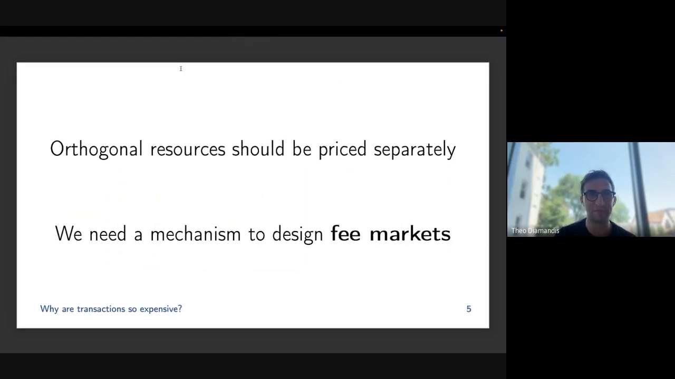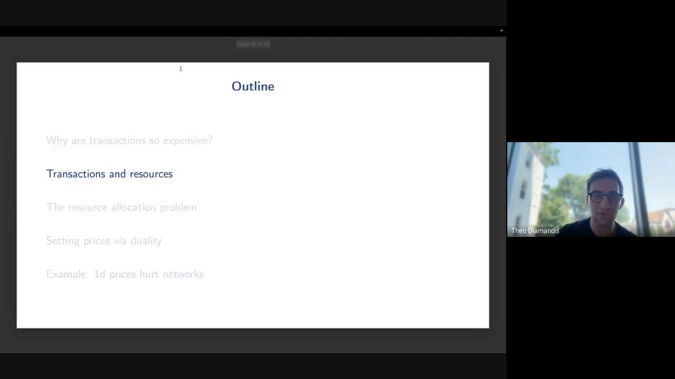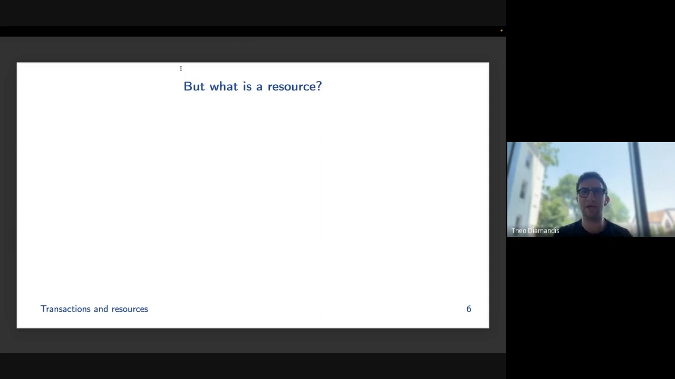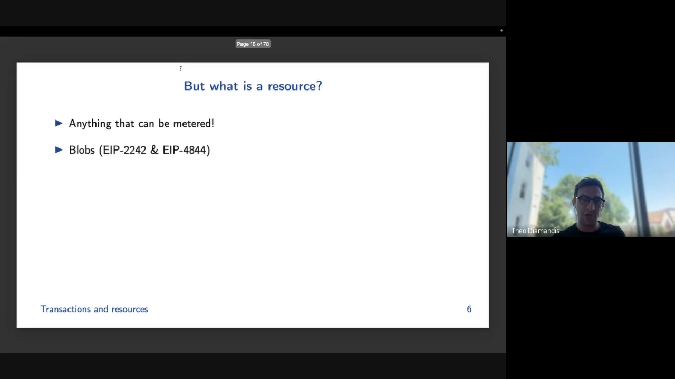And this naturally motivates trying to figure out how to design a fee market, or how to design some mechanism to price these resources. So I'm going to define these terms a little bit and give a mathematical model for the rest of this talk. And first, I want to talk about when we say a resource, what I mean by this. And the definition we're going to use is it's going to be anything that could be metered.